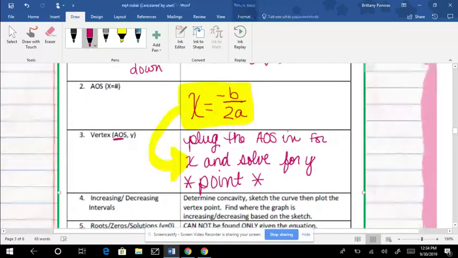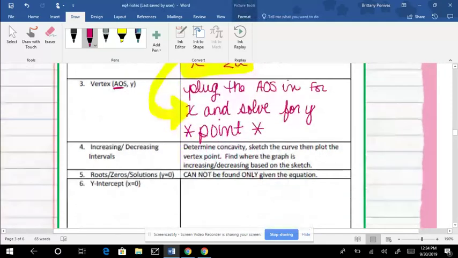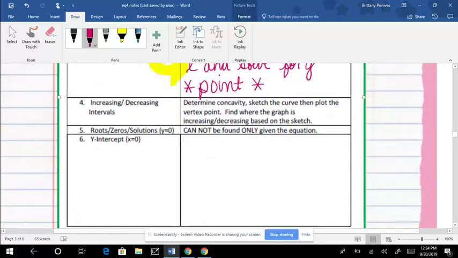Your increasing, decreasing intervals, you are going to determine the concavity first, simply by looking at your a value. That will allow you to sketch the curve and then plot that vertex point as either the maximum or the minimum. And then you're going to state your increasing, decreasing based off of that little picture.